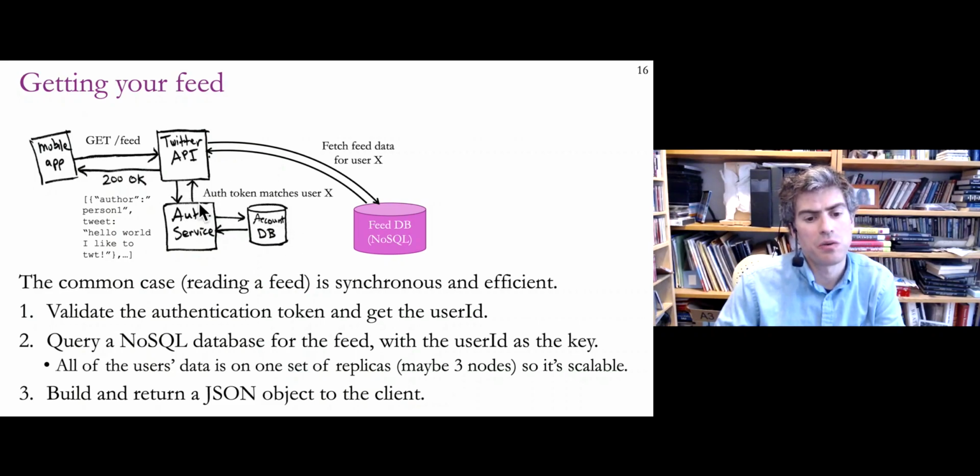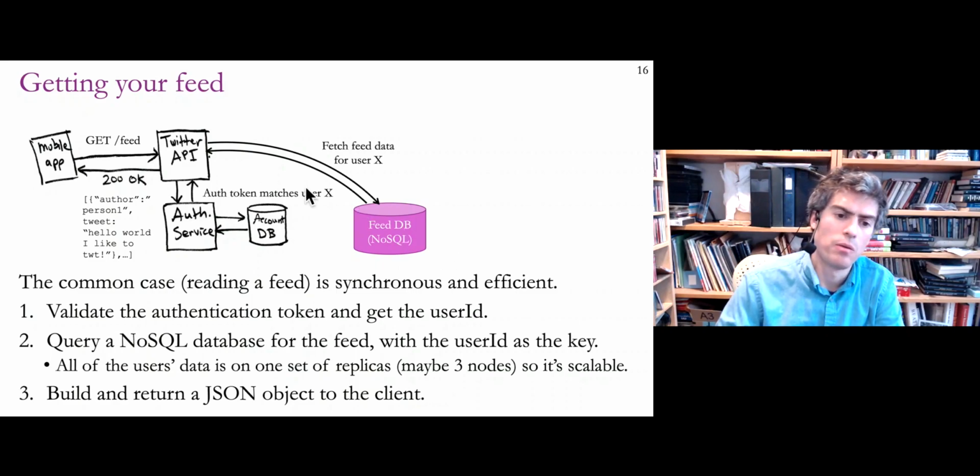Once we are satisfied that this is a valid request from a user, then we take that user ID and use it as a key to get the feed from this NoSQL database. Okay, we get a JSON object back, and we get some data back, and we maybe build the appropriate JSON object to match the API and return it back. Okay, so here's an example of what that returned JSON looks like. It's a list of tweets that have authors and text, and just a bunch of them, right?